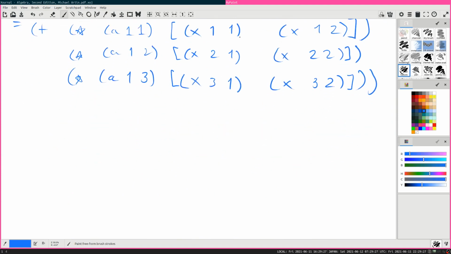Maybe let me try to draw that. So A1, 1, A1, 2, A1, 3 times, let me just write out the matrix.